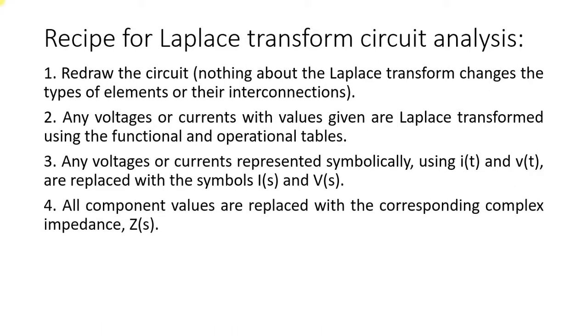The fourth point is that the components are replaced with the complex impedance Z of s, because in the previous lectures we said that the inductance L is replaced by sL if the initial current is 0. Similarly, the capacitance C is replaced by 1 by sC if the initial voltage is assumed 0. So the corresponding component values are replaced by the corresponding complex impedance.